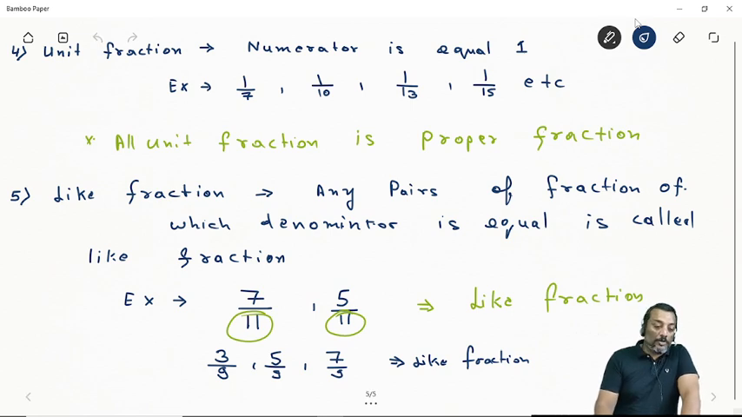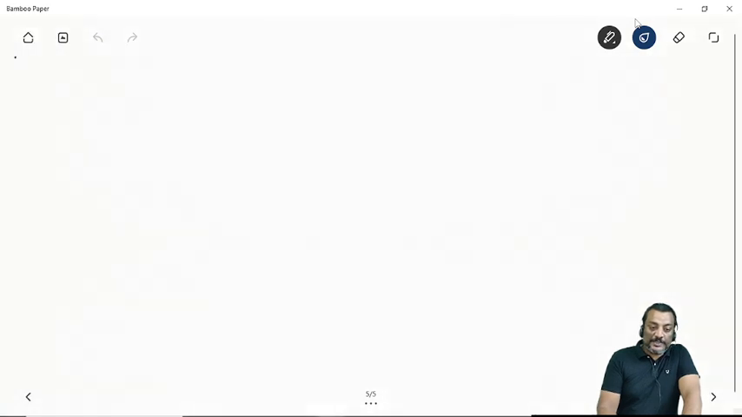Now coming to our sixth type of fraction, called unlike fraction. It is just the opposite of like fraction. Okay, so unlike fractions, if I say, are fractions whose denominators are different.